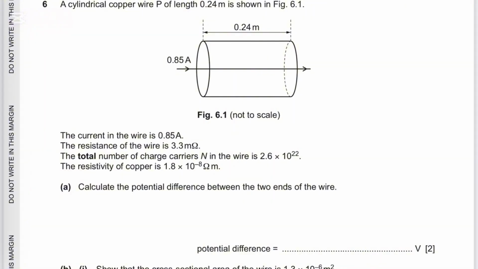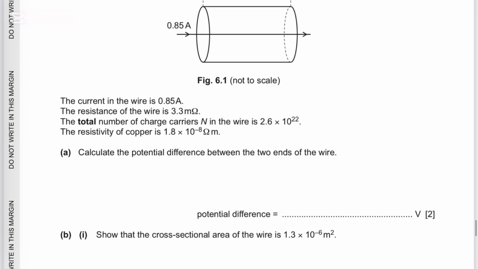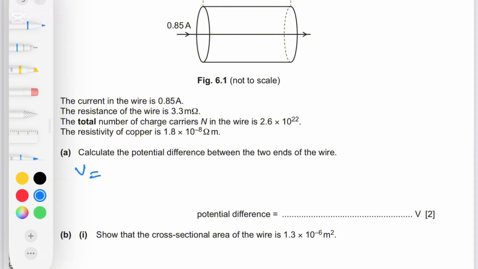A cylindrical copper wire of length 0.24 meters shown in figure 6.1, where you are given a certain number of values. Calculate the potential difference between two ends of the wire. According to Ohm's law, potential difference is the current through the wire times the resistance. So that would be 3.3 milliohms, which is equal to 2.8 times 10 raised to negative 3 volts.